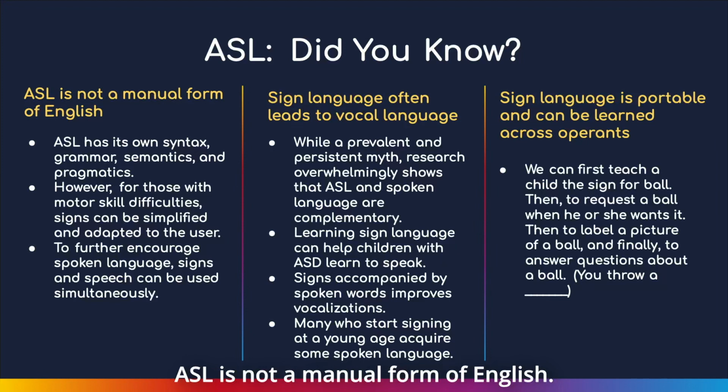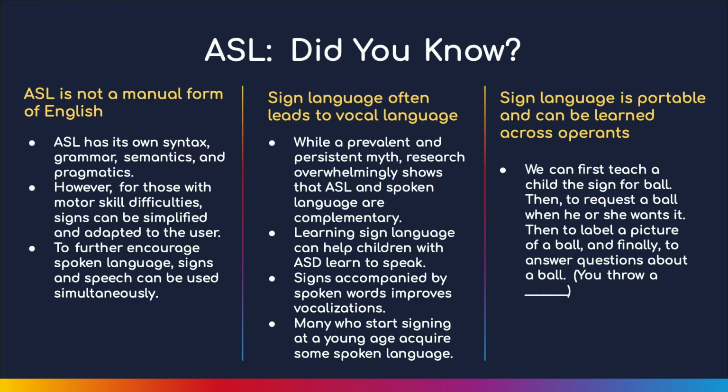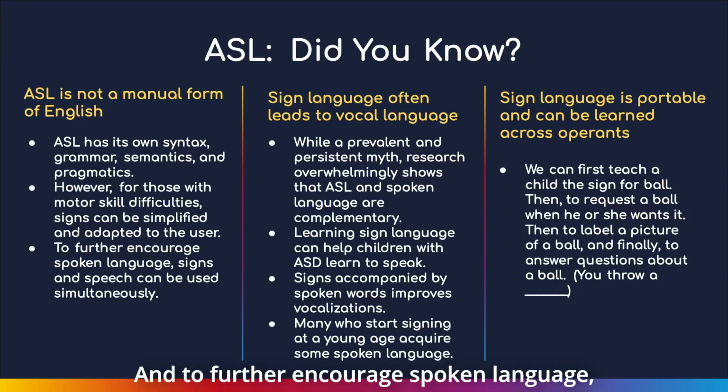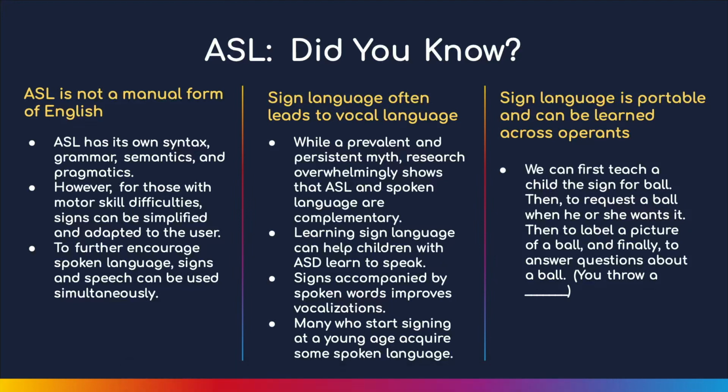ASL is not a manual form of English. It has its own syntax, its own grammar, semantics, and pragmatics. However, for those individuals who have fine motor difficulty, signs can be adapted to the individual. And to further encourage spoken language, signs and speech can be used simultaneously.